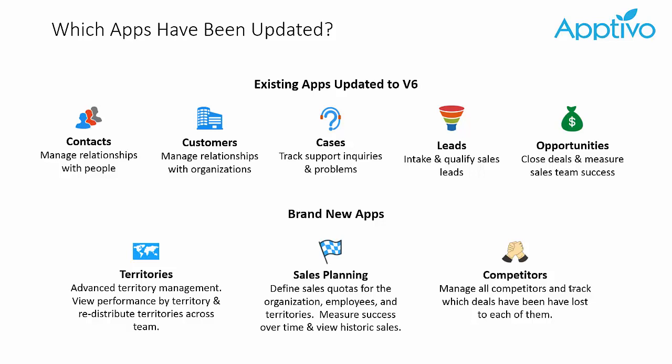Territories is very similar. Territories and sales planning, though, are actually going to be available only on the Ultimate plan. These are definitely designed for larger organizations with more complex sales needs. Territories really just takes the base territory management that Apptivo has always had, and still has in regular V6, by the way, and we've just built on top of that. So we've built in rules like automatically routing leads to an employee based on the territory they're assigned to, or being able to run territory simulations.